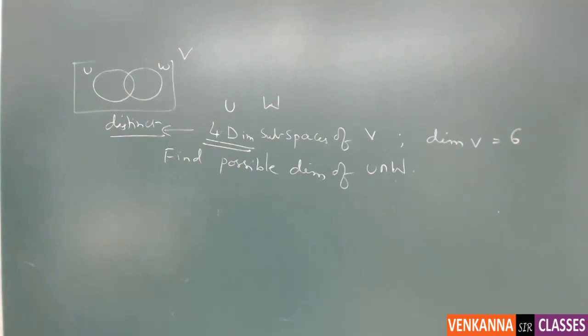So U is a separate set, W is a separate set. There is no possible intersection of U and W. That means you can say that U is not a subset of W and W is not a subset of U. Distinct in the sense you can feel like so. They are distinct. Now the question is, what is the possible dimension of U intersection W? Any guesses to anyone?